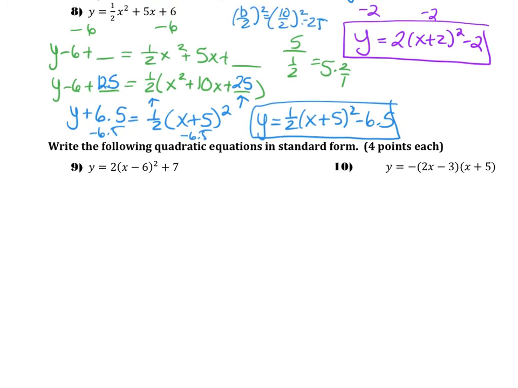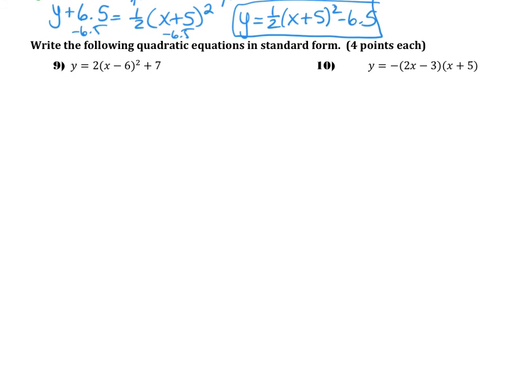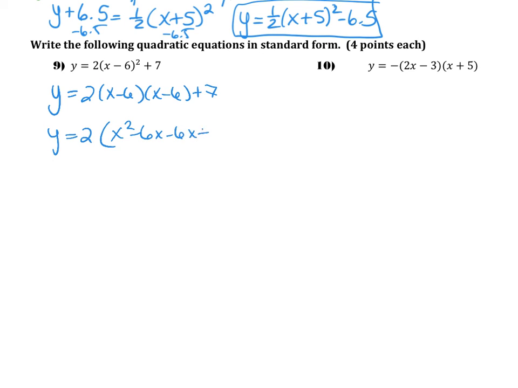The last section was now converting to standard form. So we're going to use our polynomial operations and multiply these out. So for this first one, the first thing I need to do is write that x minus 6 twice and multiply it out. So I'm going to get x squared minus 6x minus 6x plus 36. Combine the like terms in the middle.